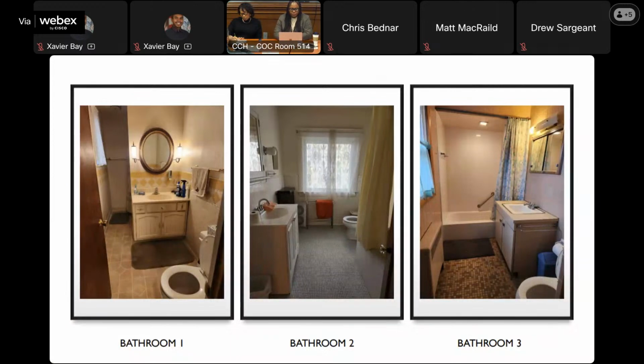Here are the restrooms I was speaking to. The first picture is the restroom on the first floor. The second picture is the restroom on the second floor. And the third picture is another restroom on the second floor, because one of the bedrooms is a suite.